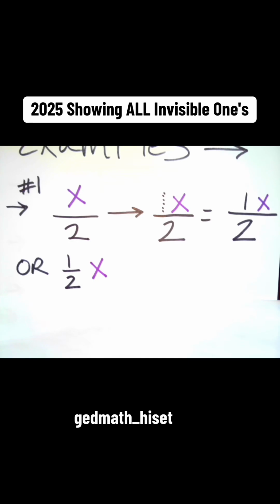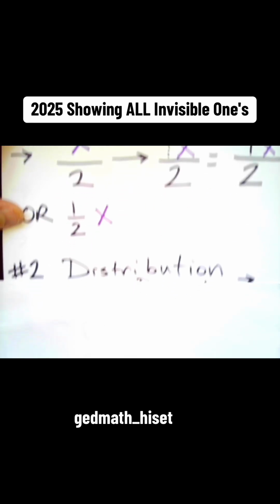You're only clarifying for yourself in order to perform any operation. Let's take a look at some more examples.